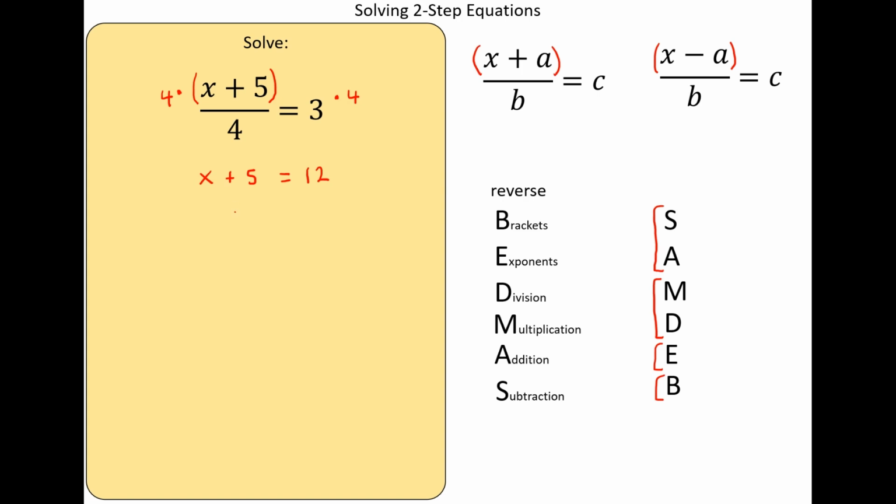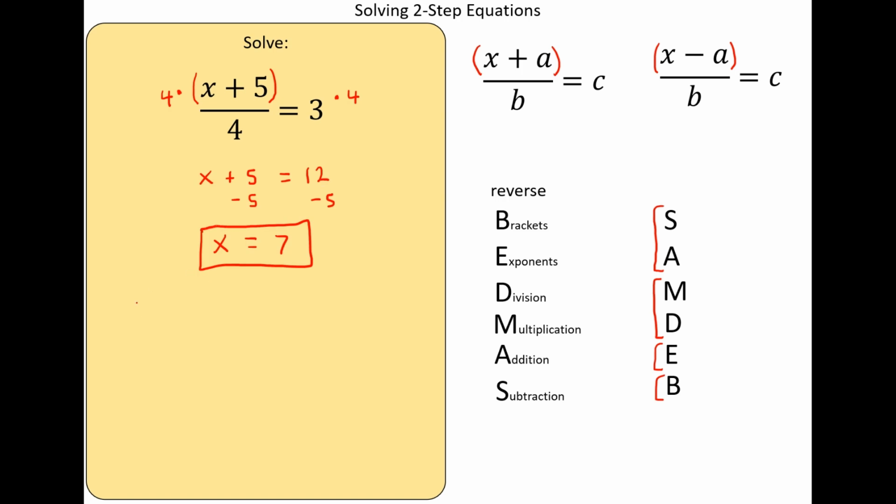Now I can undo my addition by doing the opposite and taking away 5 from both sides. So in this case, I now have x on one side. On the other side, I have 12 minus 5, which is 7. So x equals 7.